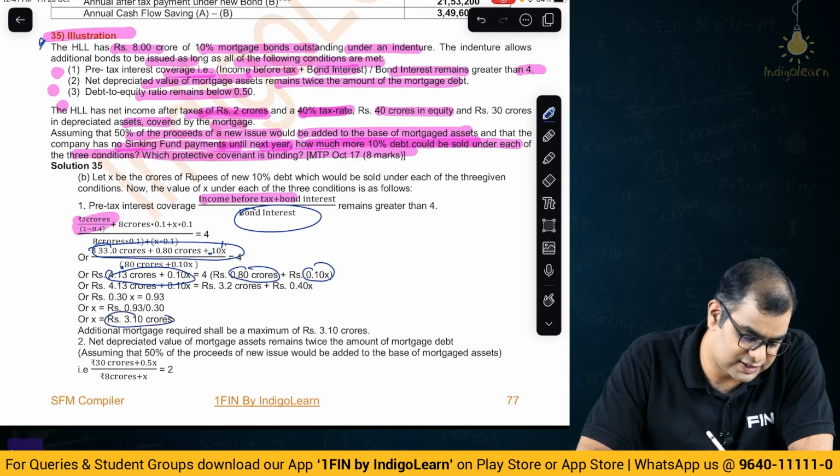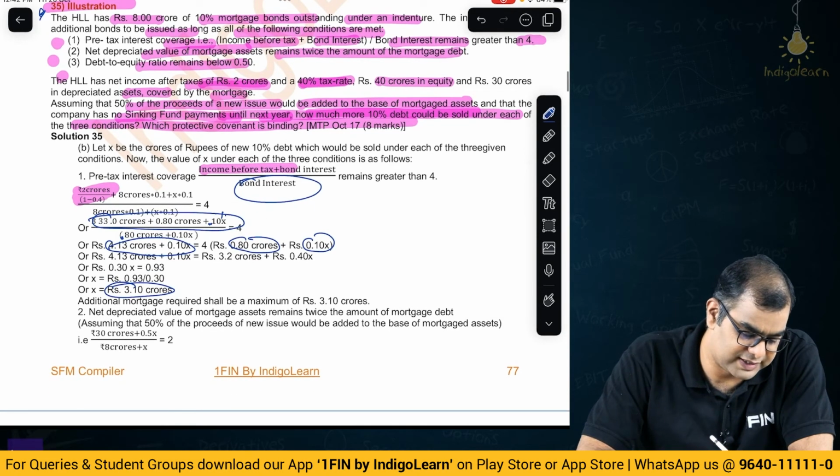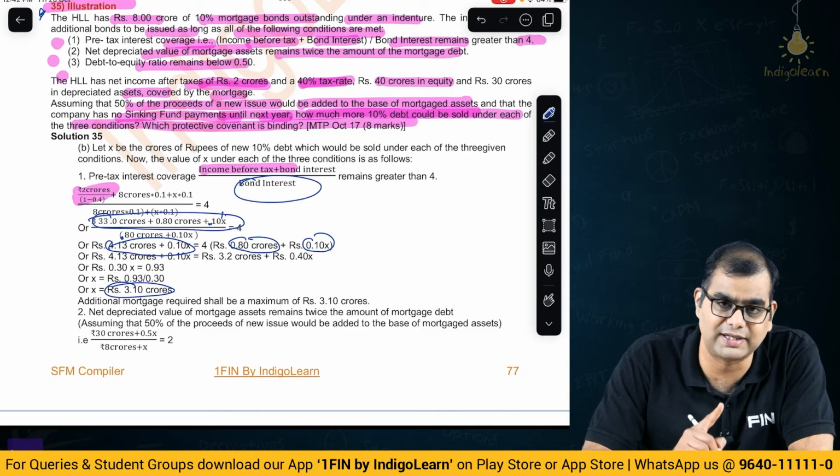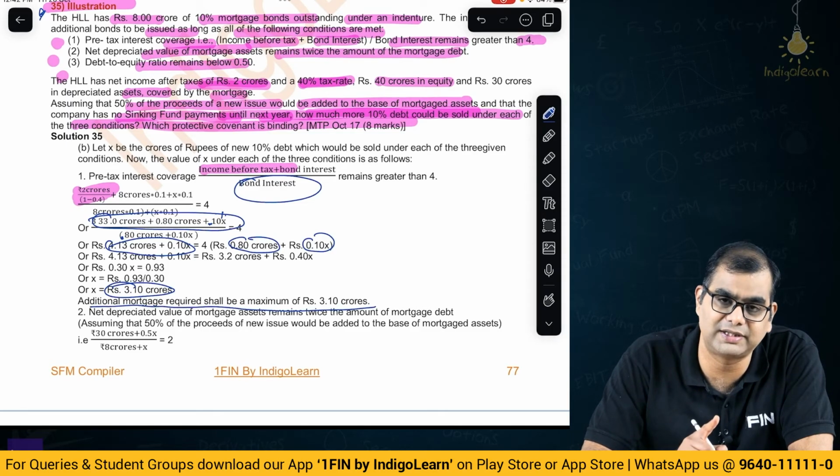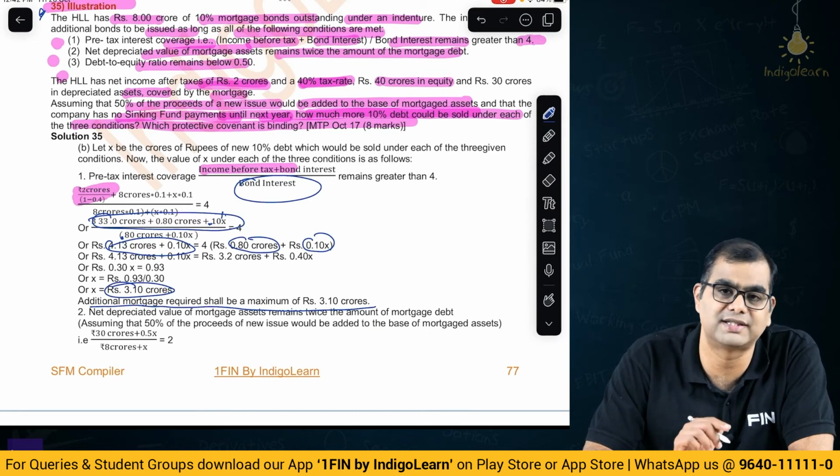So, you will get the value of x as 3.1 crores. What this basically says is that even if there is no increase in income, you can raise up to 3.1 crores of loans at 10% interest rate such that covenant number 1 is still met.